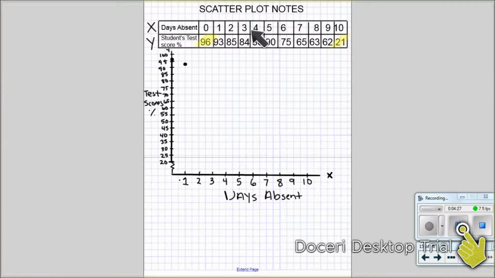So we're going over to 2 and up to 85. So over to 2 and up to 85 to put our point. So 85 is perfectly on a corner for us. Okay, so here's what we've got. All right, so I'm going to give you 2 minutes here to finish putting all these points on your graph. Go ahead and do that.